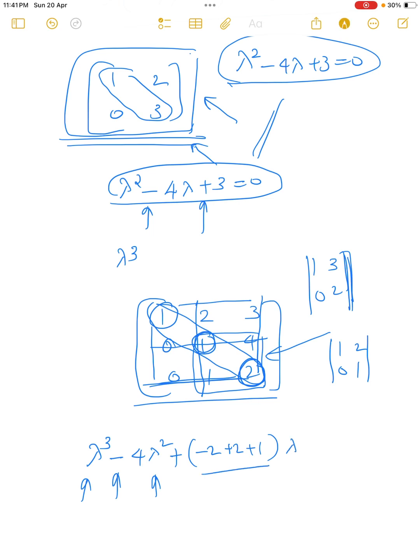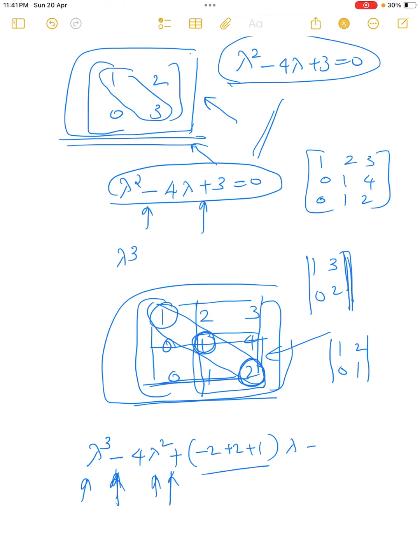Then this will be the coefficient of lambda. Here minus, plus, then we need to insert the sign negative. Then the next number, that is the constant, is the determinant of this matrix. What was the matrix? 1 2 3, 0 1 4, 0 1 2. You need to find the determinant of this matrix.